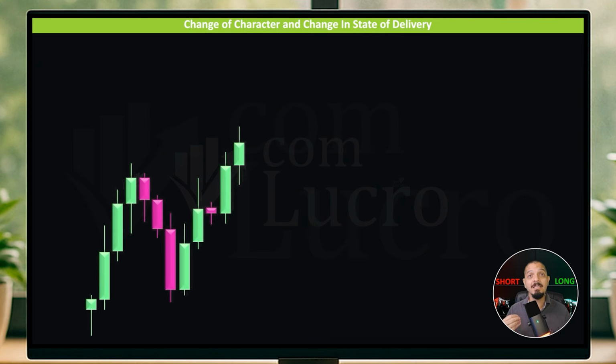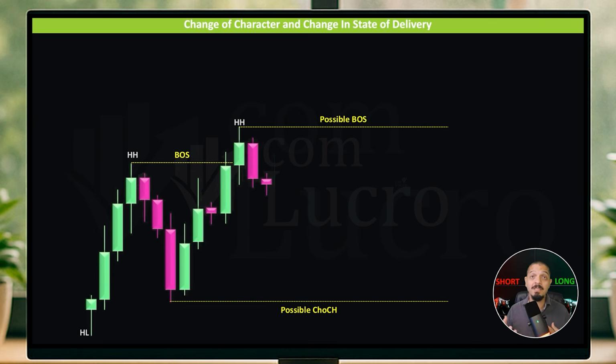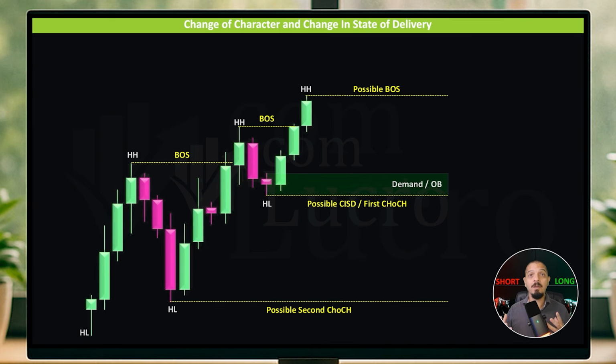So what exactly is the change in the state of delivery? The change in the state of delivery, CISD, is a reversal pattern in which the price's momentum and delivery shift direction suddenly. In this example, you can observe a clear bullish trend. These 3 candles represent the most recent bullish delivery, showing strong and efficient momentum, which has pushed price above a recent structural level. This can also be referred to as the most recent buy-side delivery.